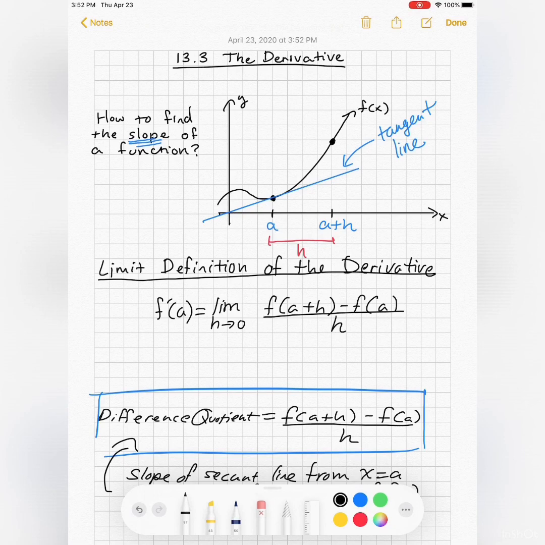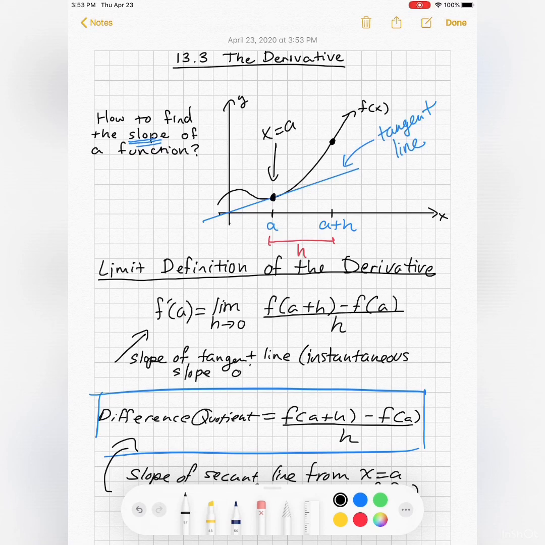And so we would read that the limit definition of the derivative is f prime of a is the limit as h goes to 0 of the difference quotient. And so what this guy gives me is the slope of the tangent line. Okay, so that's the line that goes through the single point x equals a here. So in other words, what I've actually found then is the instantaneous slope of the function at the single value x equals a.